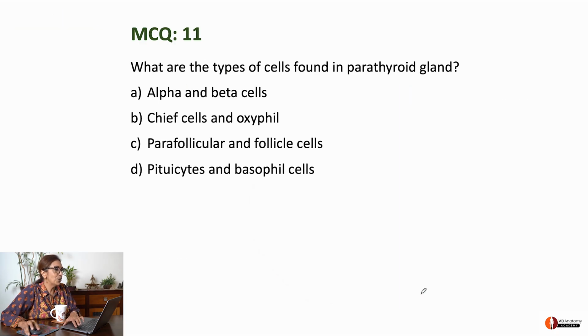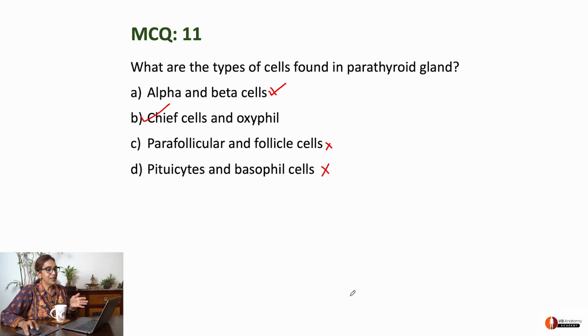Okay. MCQ 11. What are the types of cells found in parathyroid gland? Does it have alpha and beta cells? No, alpha and beta cells I think are present in pancreas. Does it have chief cells and oxyphil cells? Yes, it has chief cells and oxyphil cells. Does it have parafollicular and follicular cells? No. Who has parafollicular and follicular cells? Thyroid gland. Pituocytes and basophil cells are present in pituitary gland.